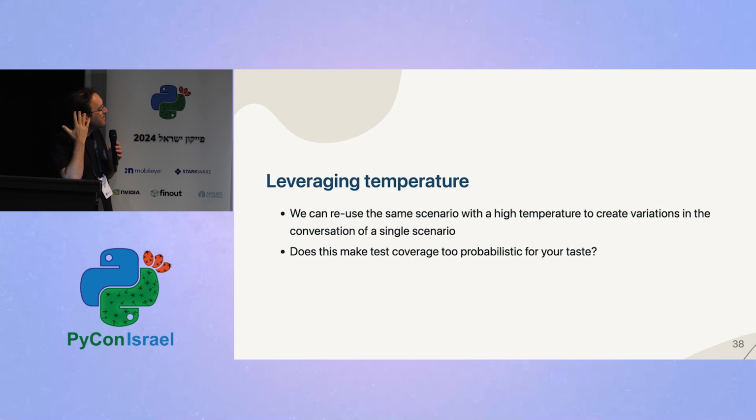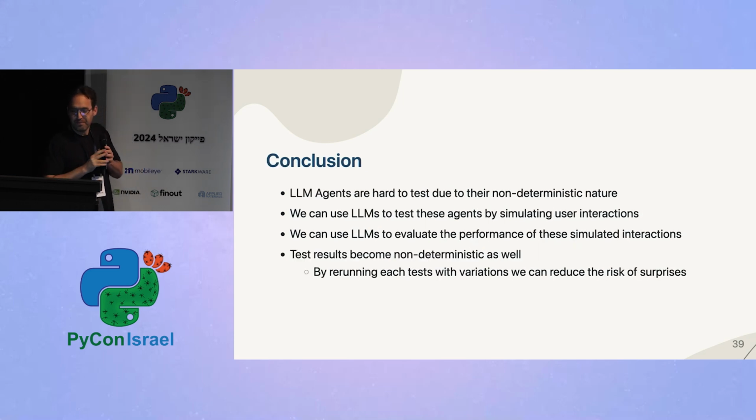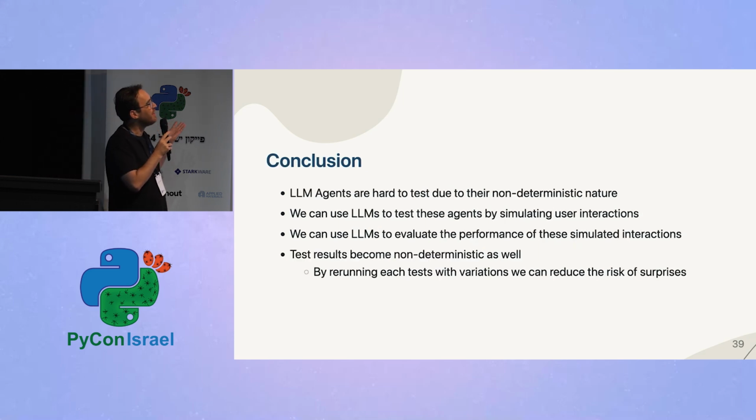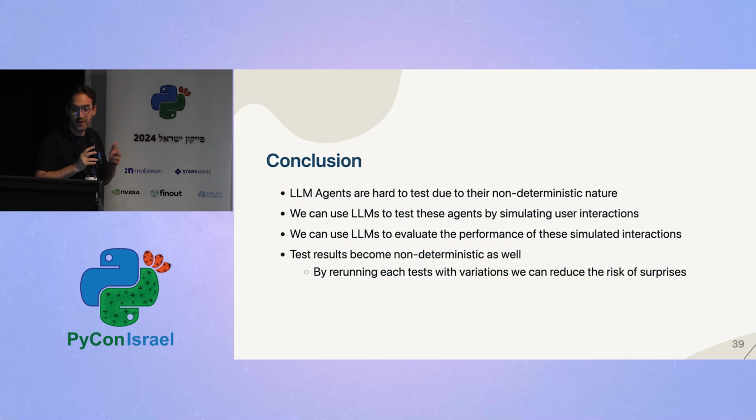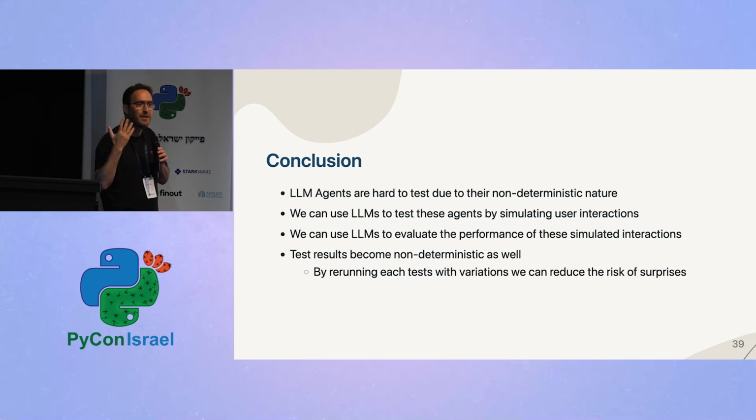I don't like this sort of probabilistic test coverage, but I guess that's how it's going to be from now on. Conclusion: LLM agents are hard to test because they're non-deterministic, but we can use LLMs to test these agents. We don't have to use the same model, by the way. We can use a cheap model for the LLM agent, but a more expensive one for doing the tests or for the evaluation, because this is just tests. It's not like production, which has more cost implications.